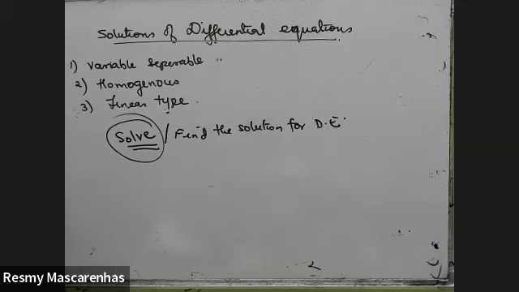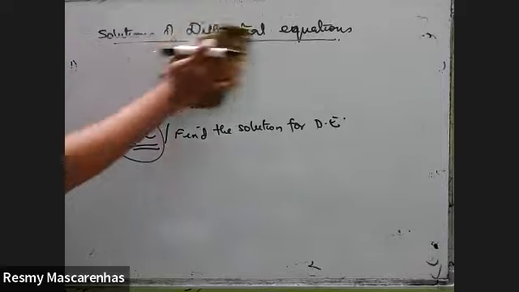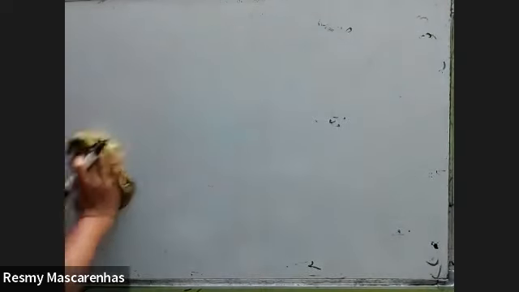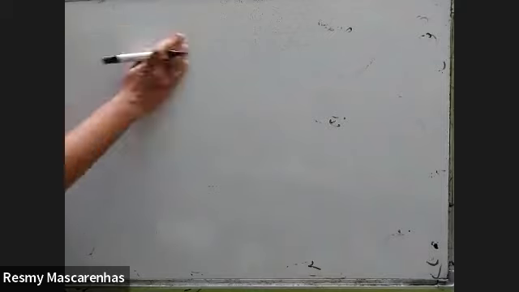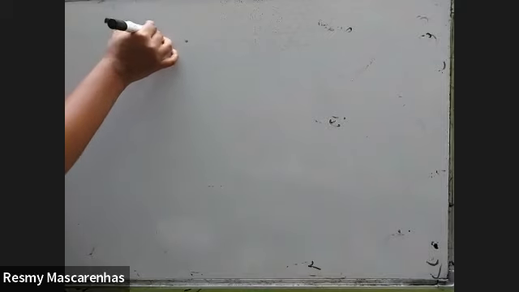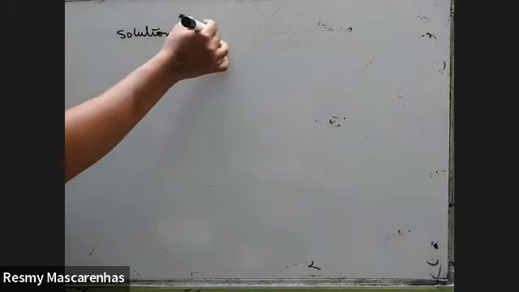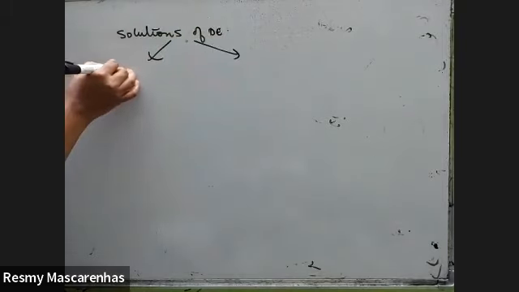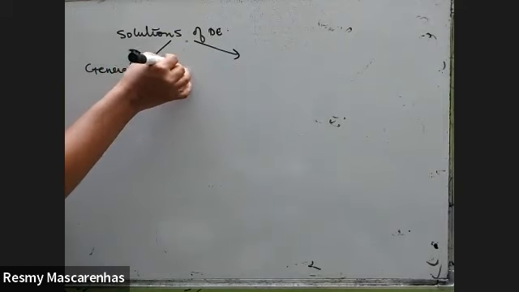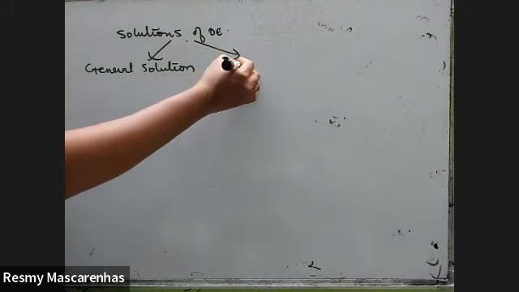So the first category is variable separable method. But before that, I'll tell you, there are 2 types of solution, and we divided them into 2 categories. One is the general solution and the other one is the particular solution.